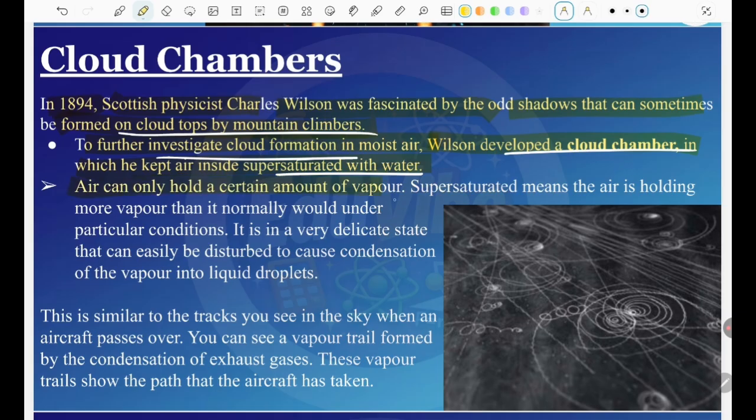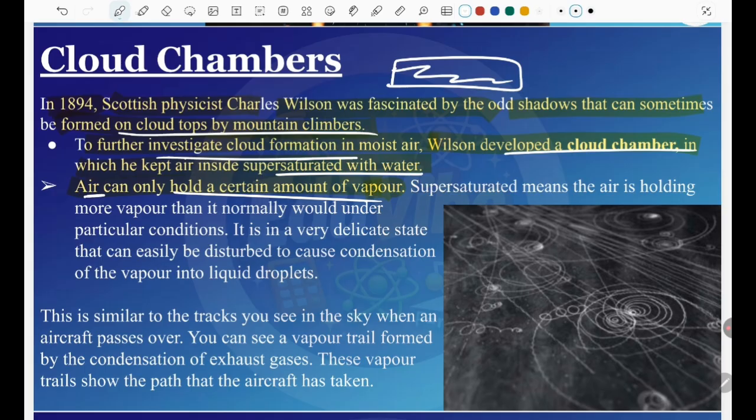Air can hold a certain amount of vapor. You know, when there's a lake or some water, it evaporates, so air can hold only a certain amount of vapor. Supersaturated means the air is holding more vapor than it normally would under particular conditions.